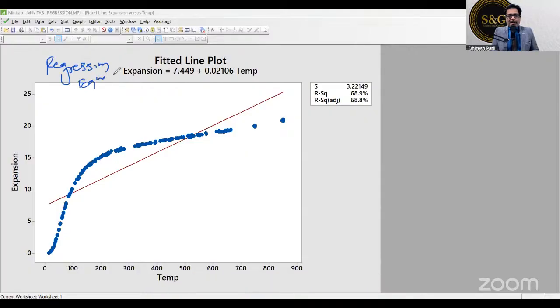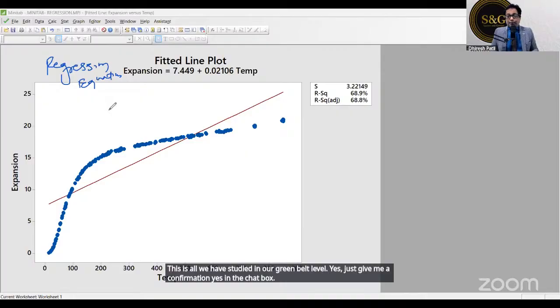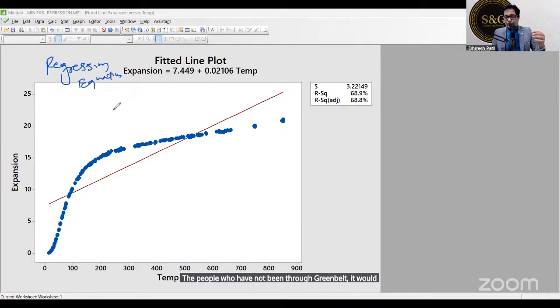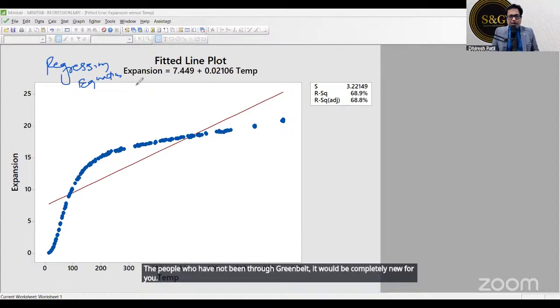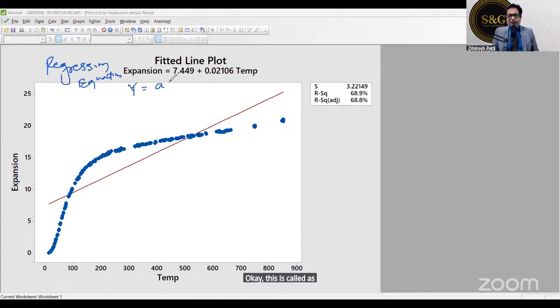This is all we have studied at our green belt level. Yes, just give me a confirmation in the chat box. For the people who have not been through green belt, it would be completely new. This is called the equation Y is equal to A plus BX. In this, Y is the output, expansion, and X is the input, temperature. What is A? A is this, which is 7.449. Just try to understand this. A is called the intercept. Make a note of this.